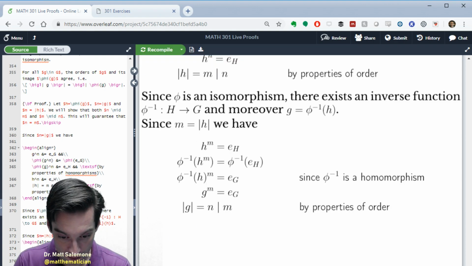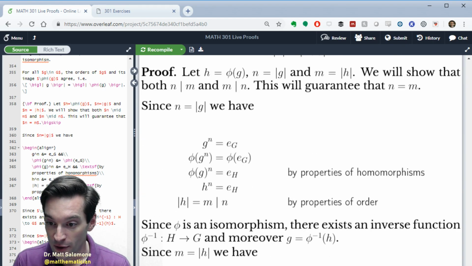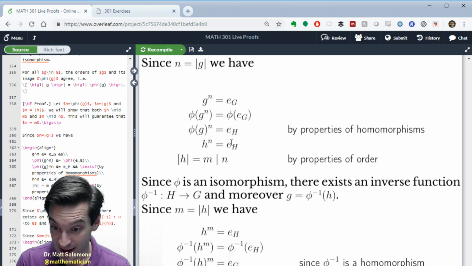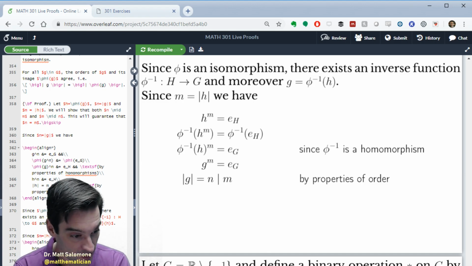So let me give you the sort of Star Wars opening crawl here on this one. So if h is phi of g, n is the order of g, m is the order of h, then we showed that m must divide n, because the nth power of g is the identity, guarantees the nth power of h is the identity, and therefore that the order of h divides n. And then using the inverse function, which is also a homomorphism, and actually an isomorphism, the mth power of h is the identity, guarantees the mth power of g is the identity, and therefore the order of g, which is n, divides m. Thus, since both n divides m and m divides n, we have n equals m as desired.